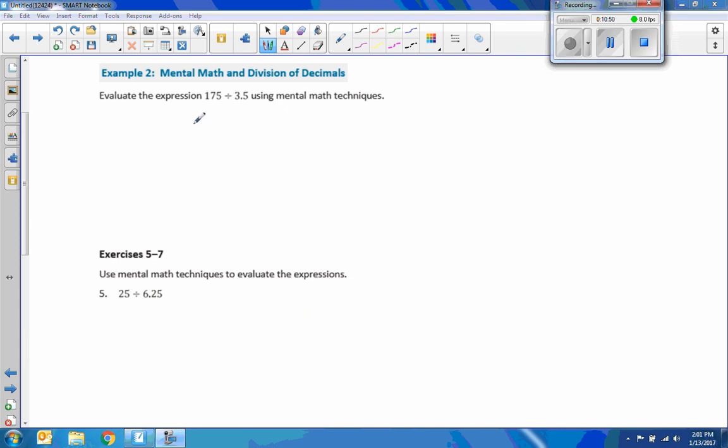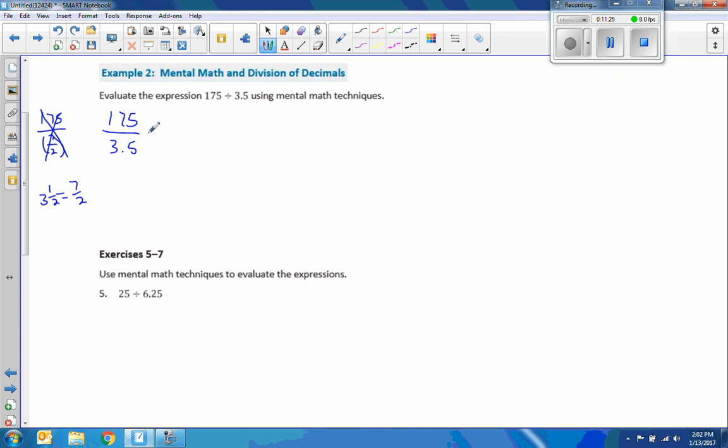Okay, so now we're going to evaluate an expression that has a decimal in it, dividing by a decimal. So I don't want to have a decimal or a fraction within a fraction. It's called a compound fraction. I can rewrite this as 175 over 3.5. Well, 3.5 is 3 1/2, which is 7 halves as an improper fraction. So this is what I'm talking about. A fraction divided by a fraction is a compound fraction, and we don't want to do that. I mean, it just makes it more complicated. So let's go the other way.